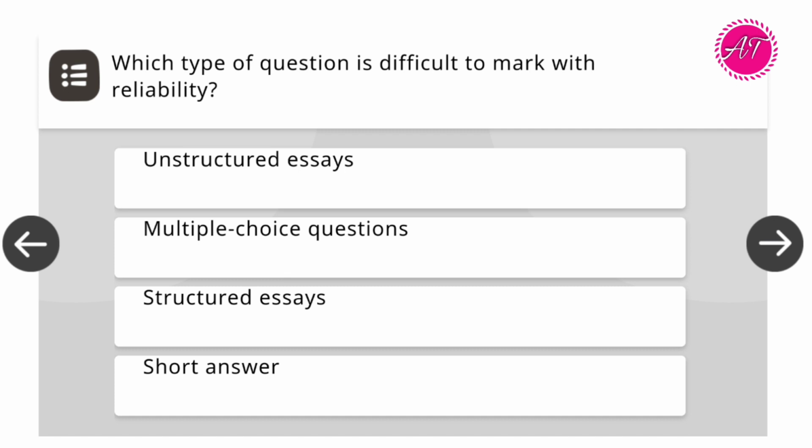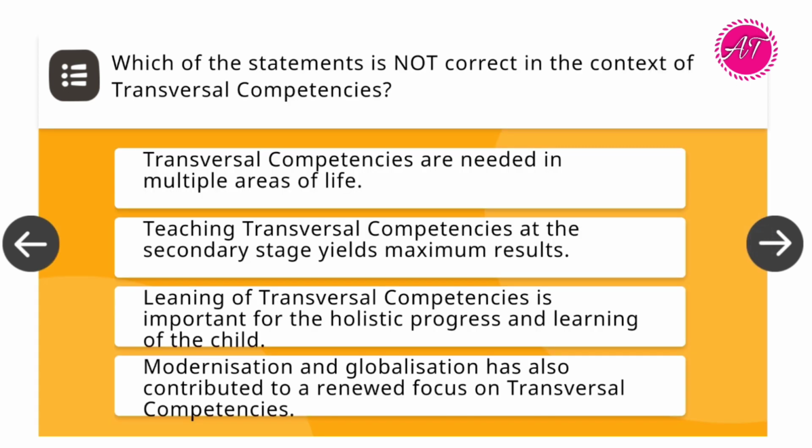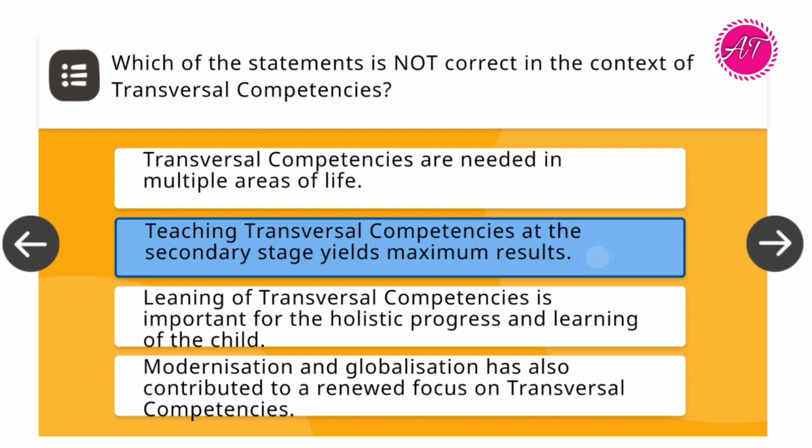Next one, which type of question is difficult to mark with reliability? So the answer we have here is number 1 option, that is unstructured essays. Next question, which of the statement is not correct in the context of transversal competencies? So the answer we have here is teaching transversal competencies at the secondary stage yield maximum results. So the option number 2 you can click on. Then let's move to the next quiz.